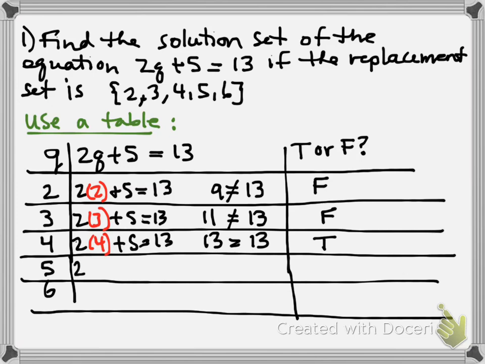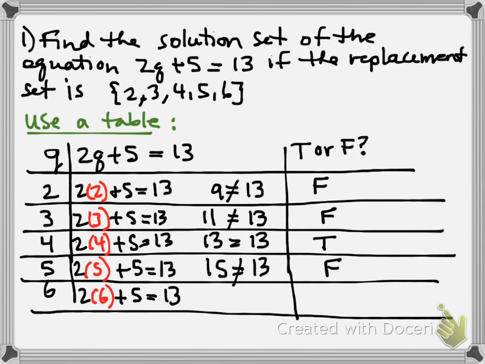Sometimes there is more than one correct answer. So we're going to test 5. Oh, sorry. There we go. So we get 10 plus 5 is 15. Does 15 equal 13? No, it doesn't, so that's false. And then last but not least, we're going to try 6. Sorry, 5.